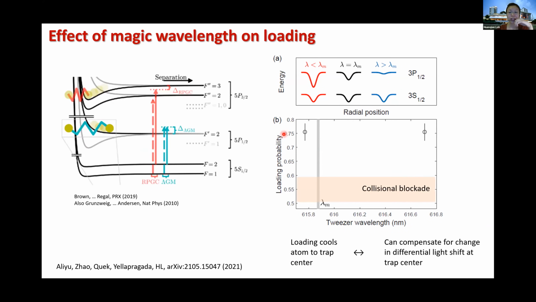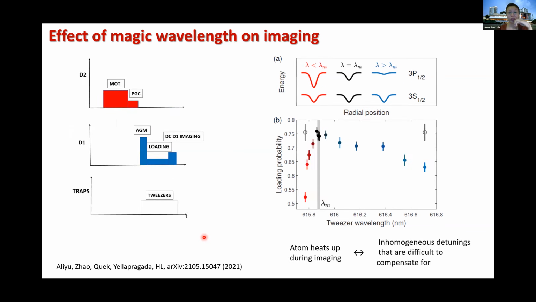I also want to highlight that these probabilities that we detect are enhanced compared to the regime that you would expect for the collisional blockade. And this agrees with the kinds of numbers that were gotten previously in other groups. So we haven't seen very much of an effect of the tweezer wavelength on the loading, just because we can compensate for it. But for the imaging, that's a different story.